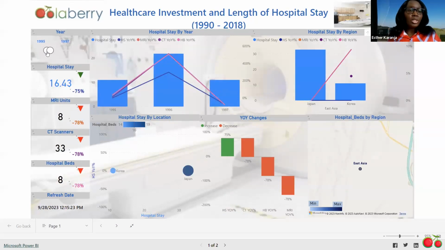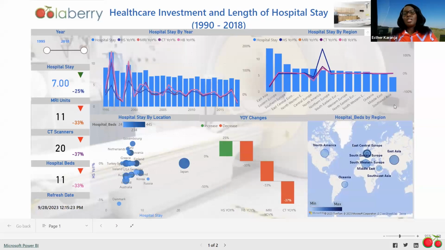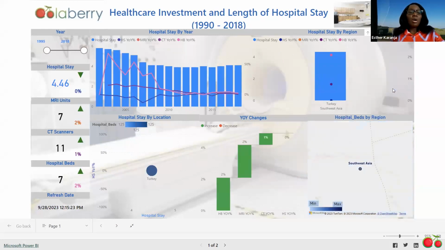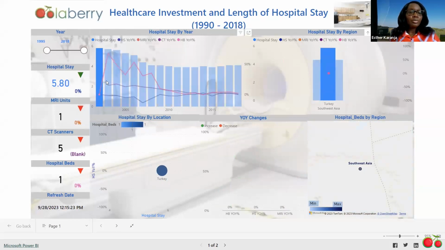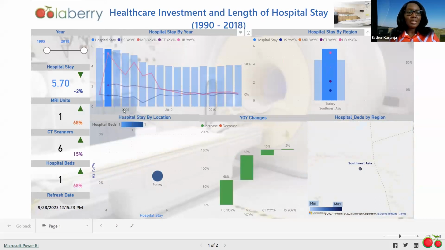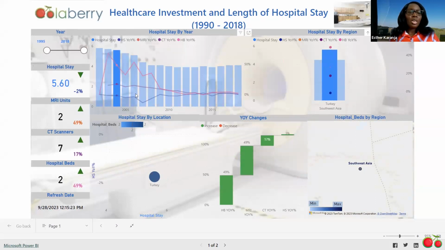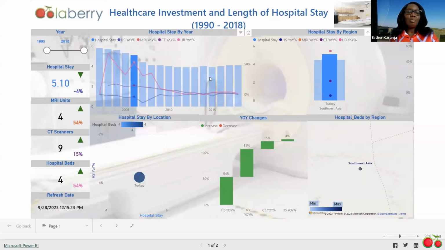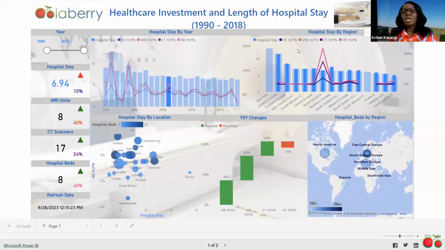Let's go back to our original dashboard. In our original dashboard, we see the Southwest Asia has the lowest average number of hospital days. We can see it's averaging at 4.46. Now, with that said, if you look at the chart here, you see that in Southeast Asia, they look like they're always investing in the CT scanners and MRI units, as we can see from the chart. And the more they invest, the less the number of days spent at the hospital. So we can say that Southeast Asia is doing something right to help keep the number of hospital stay down.